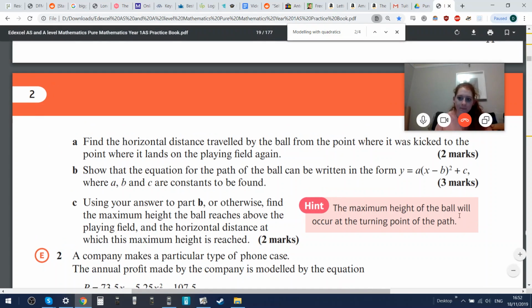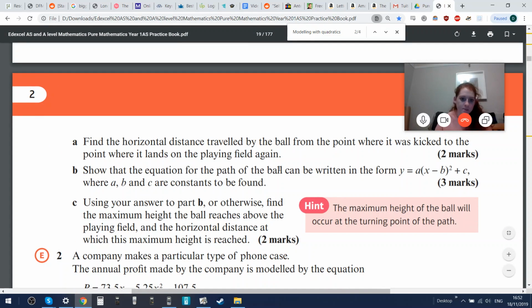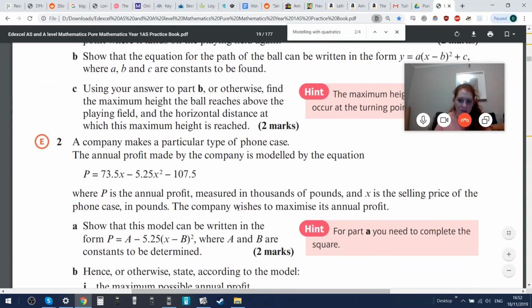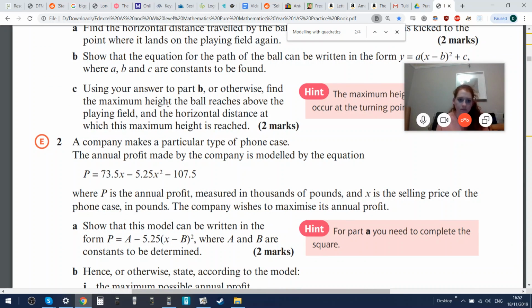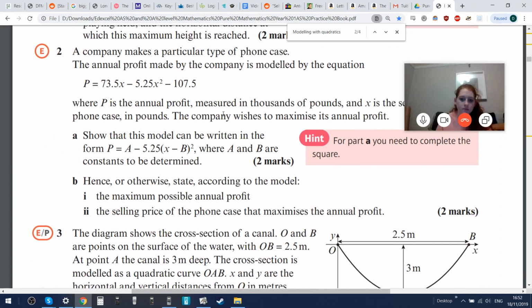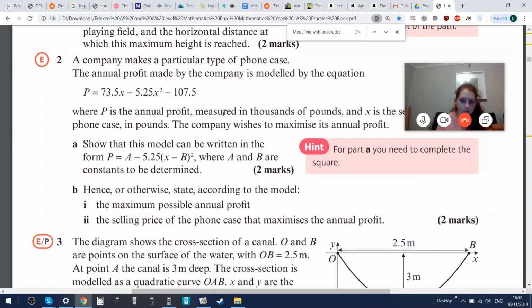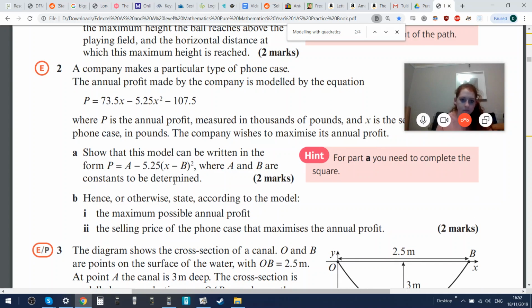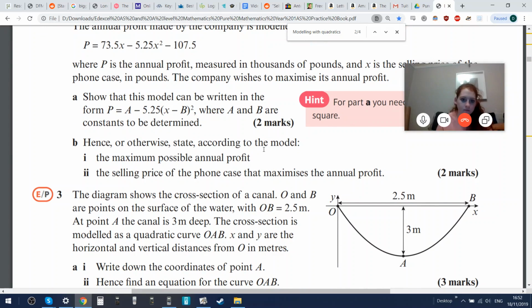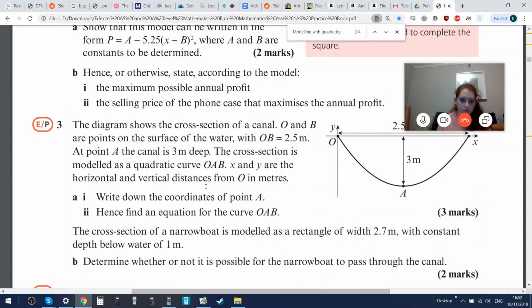Okay. And then the second part is completing the square. An easy way is to just use a calculator and then use your answer to get those two values. Showed at this model, so that's completing the square. You can use a calculator, hence or otherwise. The maximum, yes, that's fine.